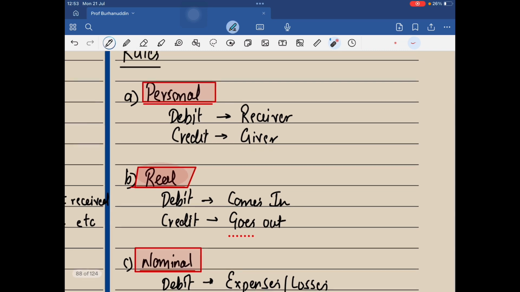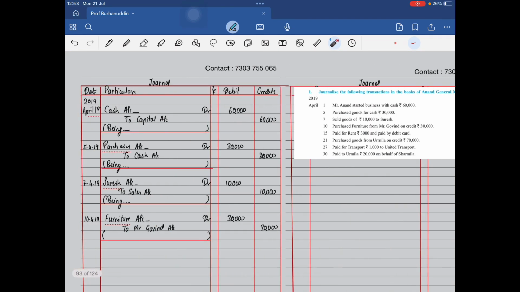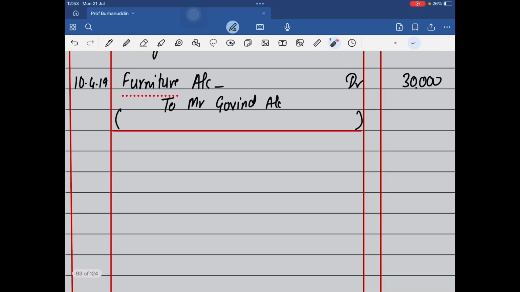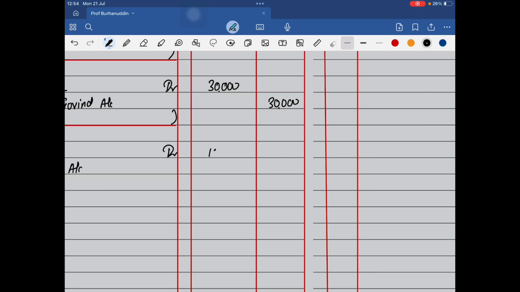And the amount has been paid by the debit card, that is bank. So bank is the giver, bank is credited. So the entry becomes rent account debit to bank account. Correct, sir? Very easy. Too good, sir. So 15th of April 2019, the entry would be rent account debit to what? To the bank account. Amount is 3,000.